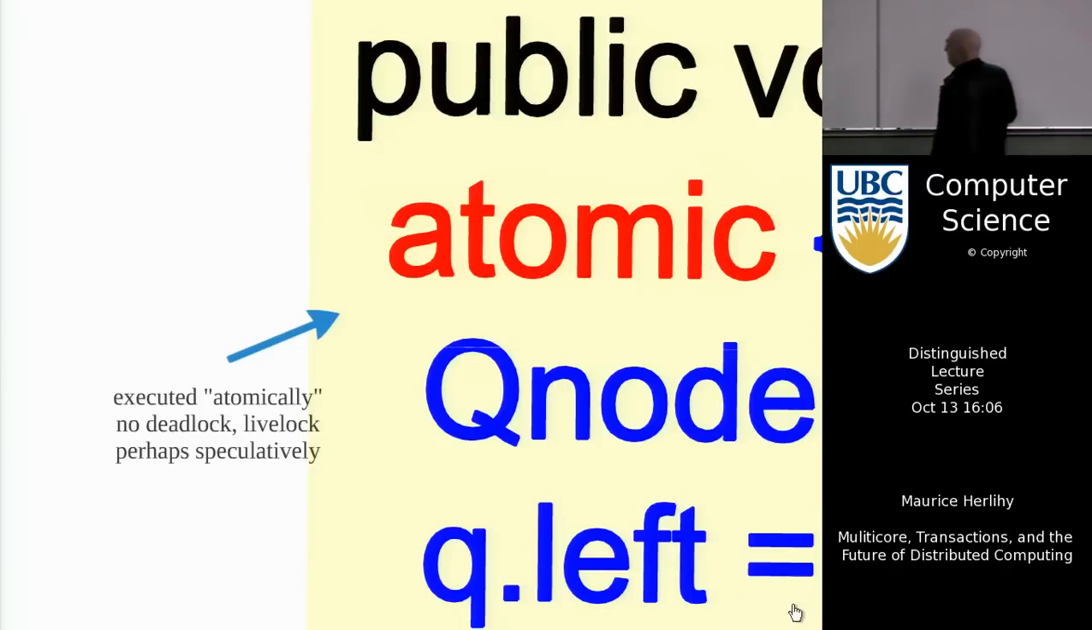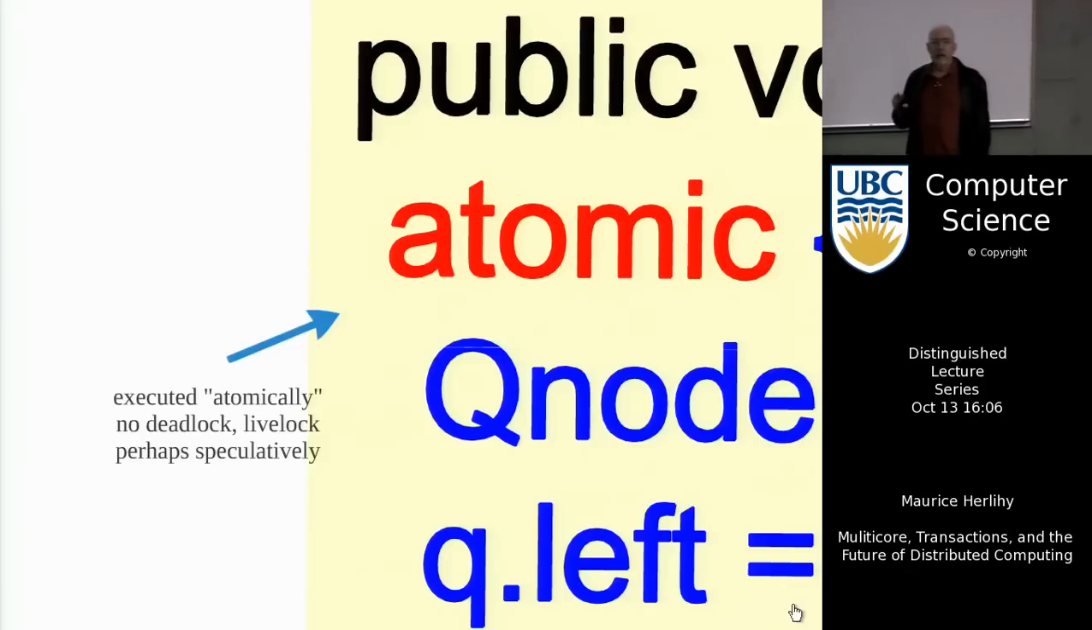Okay, so the idea is that you can do this without worrying about deadlock, livelock, fairness, and often the implementation will be speculative in the sense that we'll try it. If something goes wrong, we'll roll back. Sometimes the speculation is invisible and sometimes it isn't. So the terminology is that if the speculation is successful, we say the transaction commits. And if the speculation is unsuccessful and has to be rolled back, we'll say the transaction aborts.